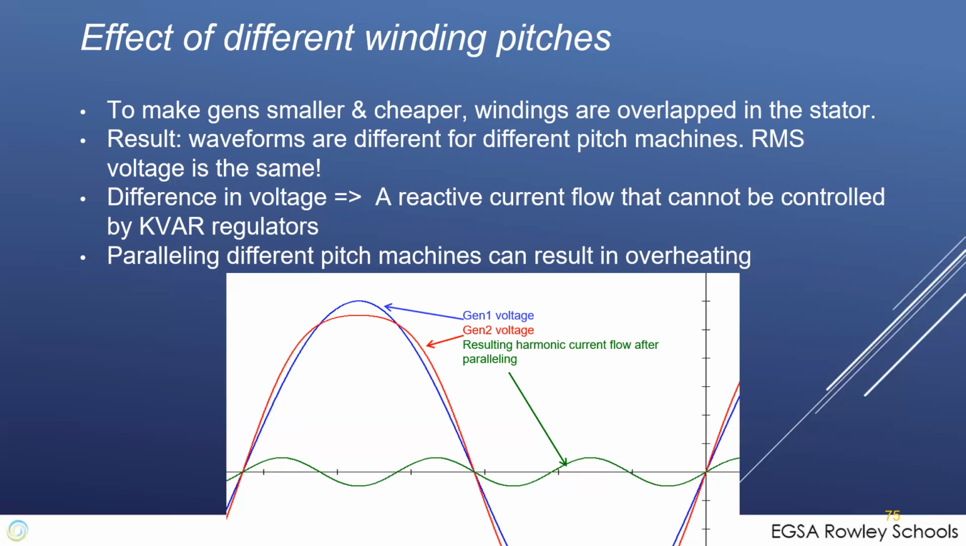Generally speaking, if I can have one takeaway from this slide, it is: don't parallel machines with different pitches, especially if you want to run high on the load curve. Low on the load curve probably won't be a problem. High on the load curve, it definitely will be a problem. That's winding pitch in a nutshell.